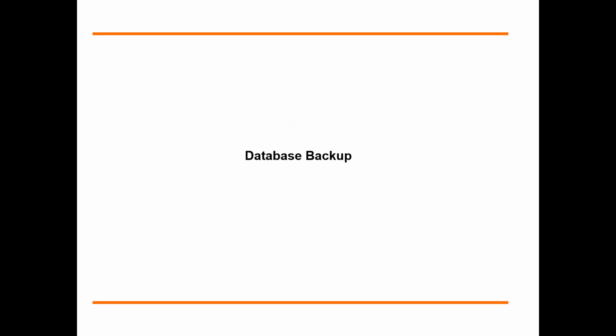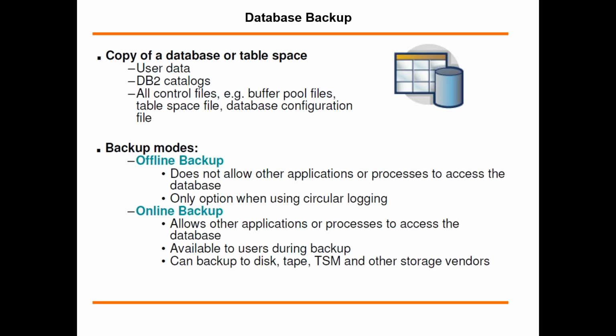Now let's get back to the database backup. This is actually the easiest part, right? We have done the toughest part so far. When I say database backup, it can be a copy of a database or you can do a copy of a tablespace. These are the two entities you can back up. So it includes the user data, catalog data, all control files such as your buffer pool information. We haven't spoken about buffer pools yet. Tablespace information, database configurations, the log controls, all that information will be copied as part of this backup or a tablespace backup.